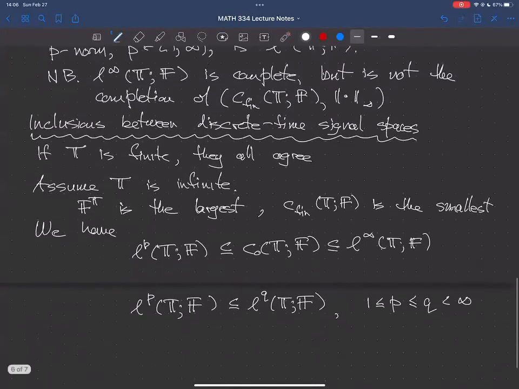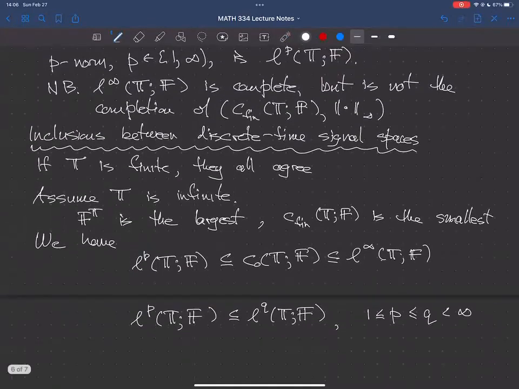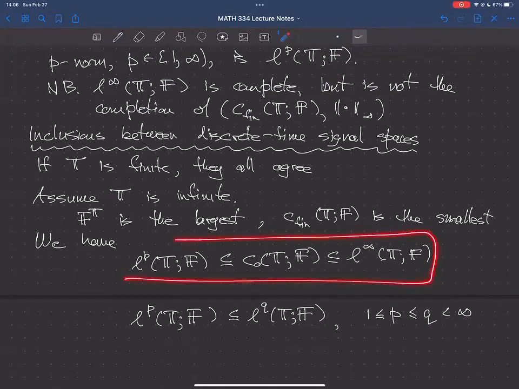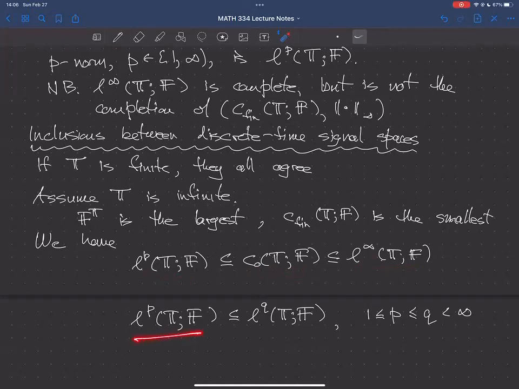So that indicates how these spaces of signals are arranged relative to each other, and the main point is that they're not the same. You have some inclusion relations, and what this shows is that the character of the spaces depends on the norm that you're using. We're using the infinity norm here and the P norms here, and as you change the P norms, the character of the spaces changes.